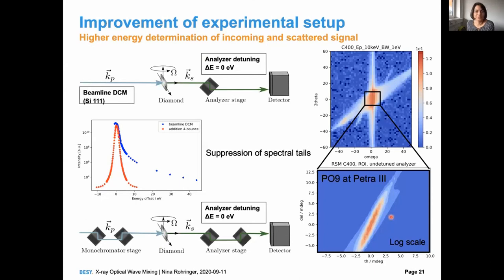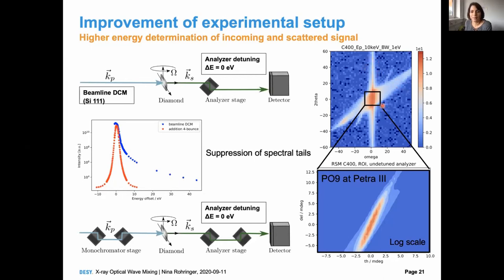The experiment was done in June. And what we improved in the setup is that we did not just use the normal beamline monochromator, which would give a spectrum shown here in blue, but we additionally employed a four-bounce monochromator stage that would narrow the incoming spectrum and suppress the spectral tails by several orders of magnitude. And here you see a picture of the Bragg peak in high resolution, zoomed in, for the old setup, where you see these typical monochromator and crystal truncation rod streaks.